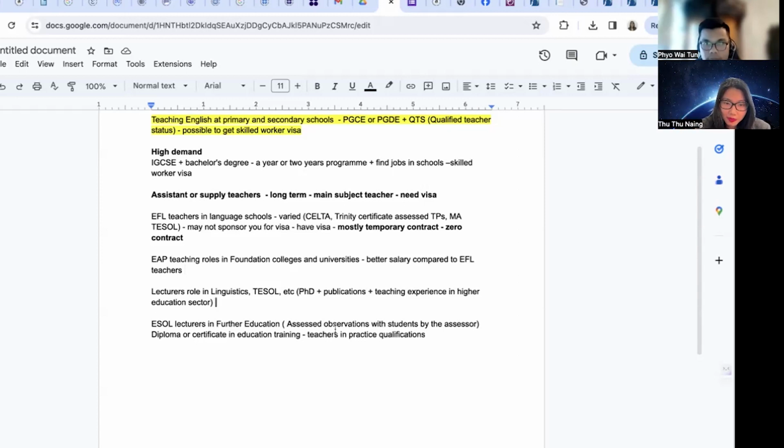Okay. Do you have any other things to add? Yes. So before we go to ESOL, Matthew, can you tell me a little bit more about EAP teaching roles, because you have worked as an EAP instructor in that role. So about qualifications in that role, maybe. So for EAP teachers, qualifications.